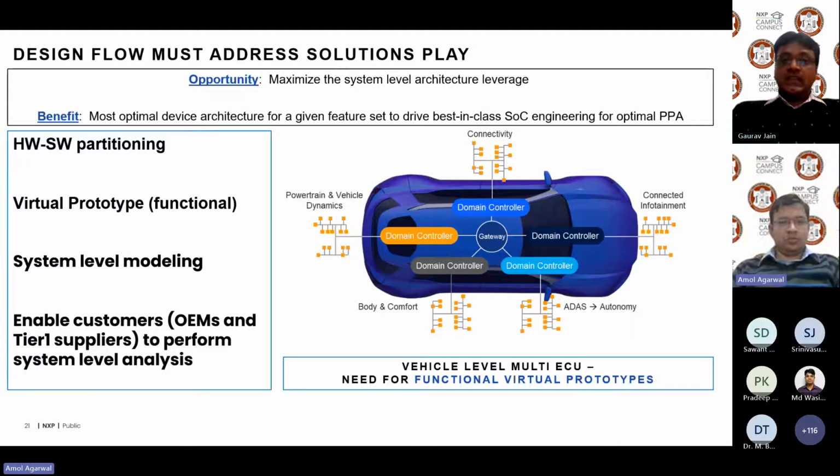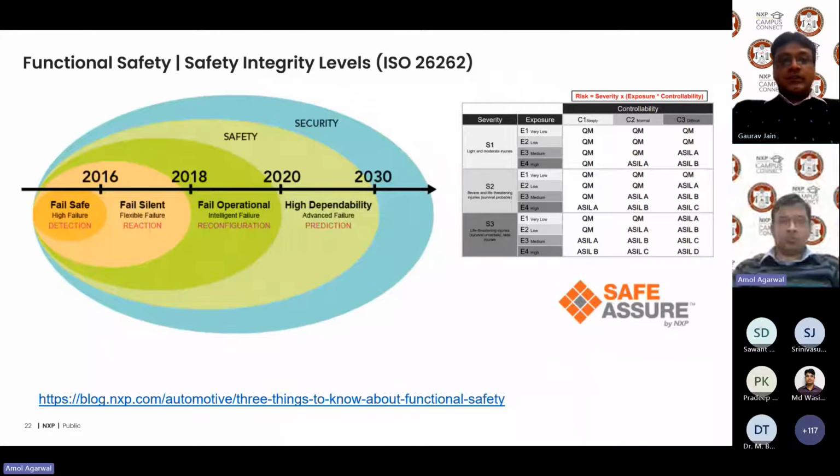The system level modeling is another aspect, using which the performance and other things can be tested without the actual hardware in place. So that's how we enable the customers with virtual prototypes and system level modeling. We need to make sure that the specification that we are going to build on silicon is meeting the customer expectation. Okay, so functional safety, safety and security.